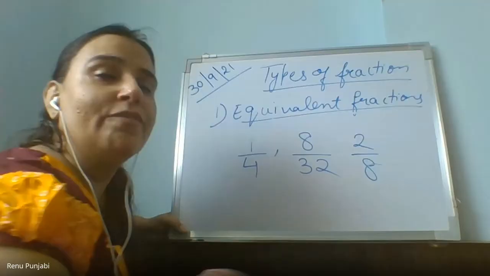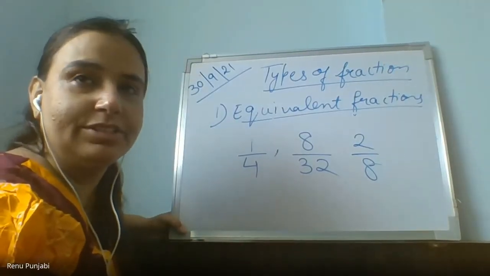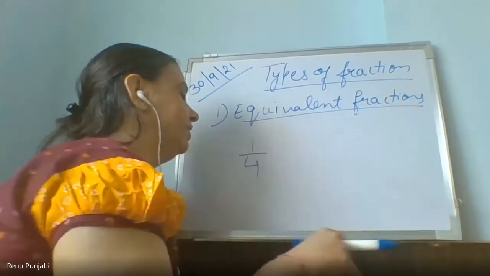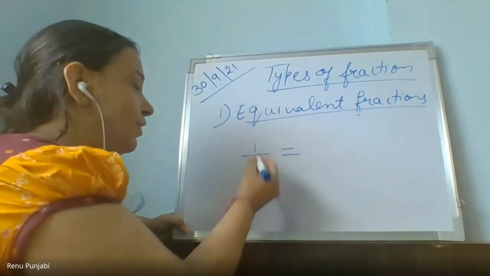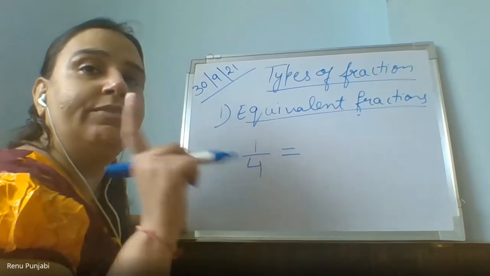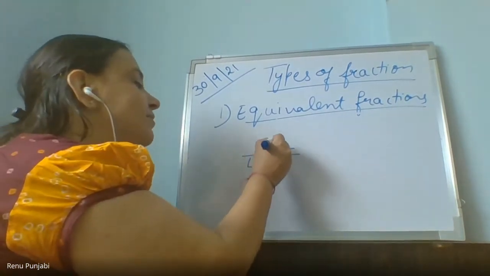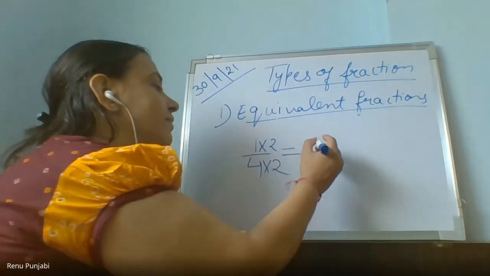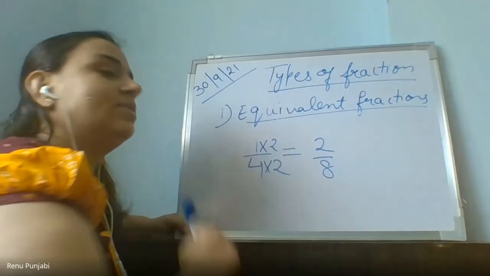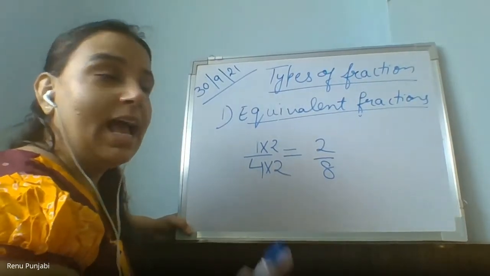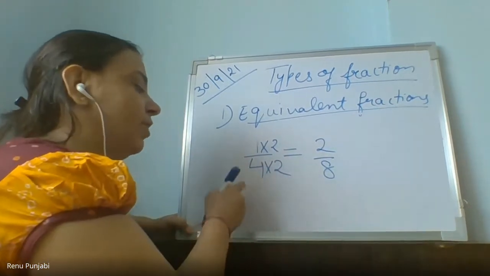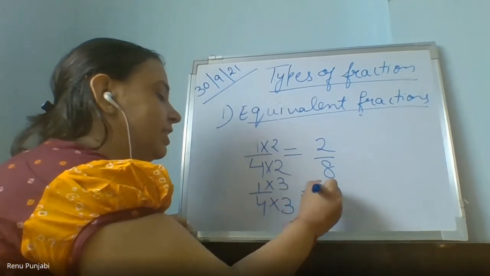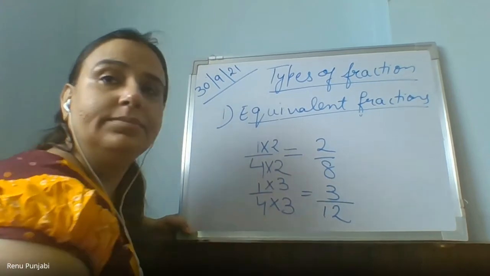One more idea I can give you to find equivalent fractions. Listen carefully. Suppose I tell you to write more equivalent fractions of 1 upon 4, how will you write? You will multiply the numerator and the denominator by the same number. Suppose I multiply the numerator by 2, then I will multiply the denominator also by 2. So I will get 2 upon 8, which is the same as 1 upon 4. Right? And if I want to find more equivalents of 1 upon 4, now I will multiply the numerator by 3 and the denominator by 3. 3 upon 12 will also be equivalent.